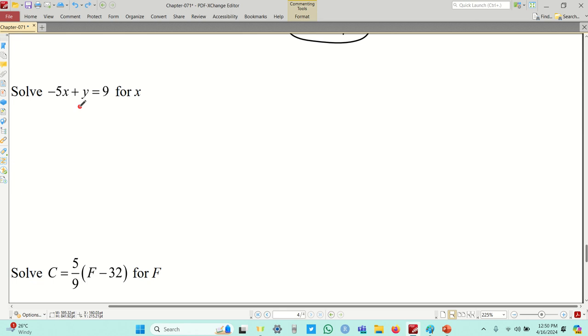So like this is the question. This is also the same type of question. This is the equation given. What you need to find is x again. So what is the question? Minus 5x plus y is equal to 9. So what we need to calculate? x. So what is step number 1? Shift this to the right side. So minus 5x is equal to 9 minus y.